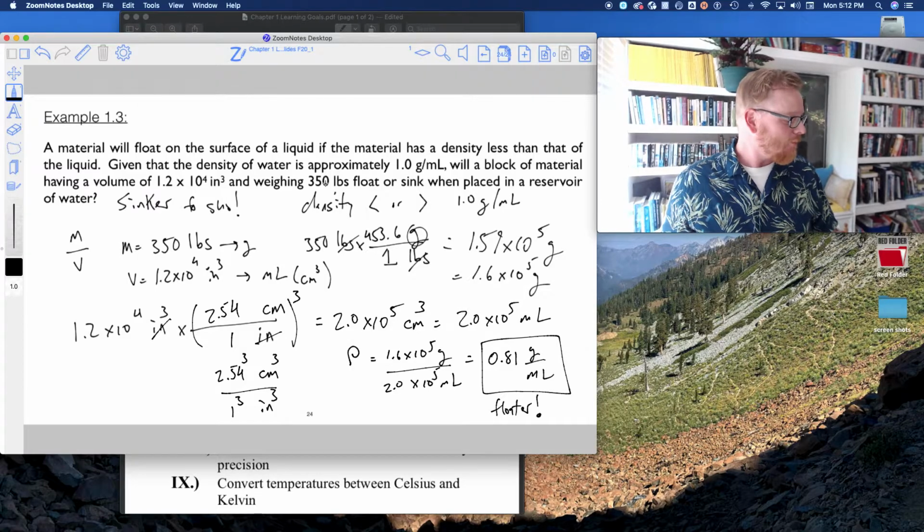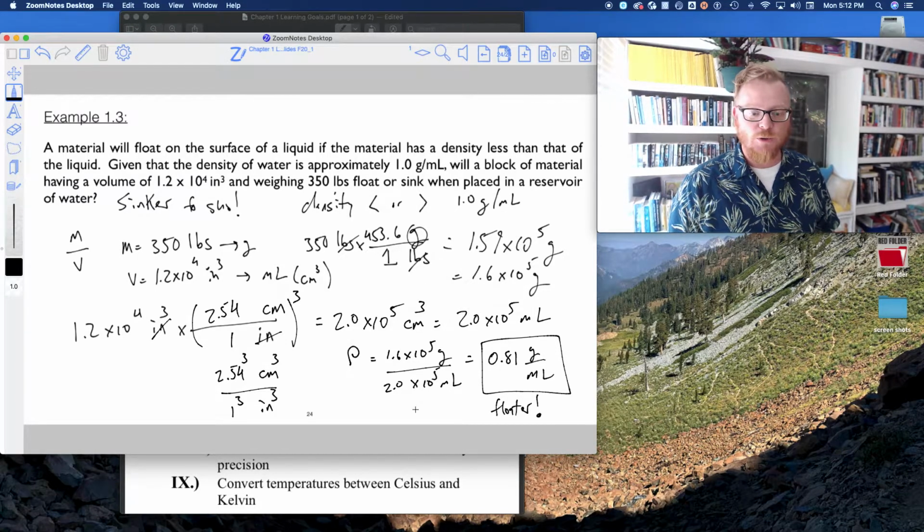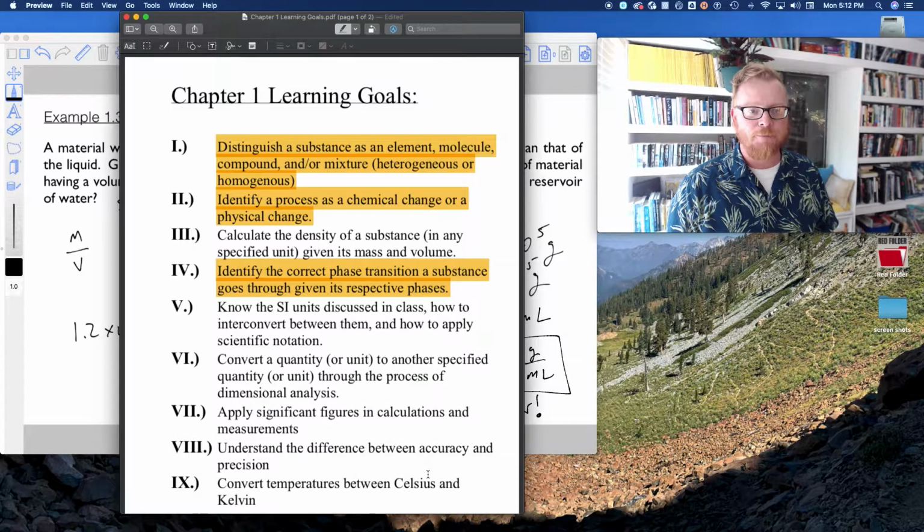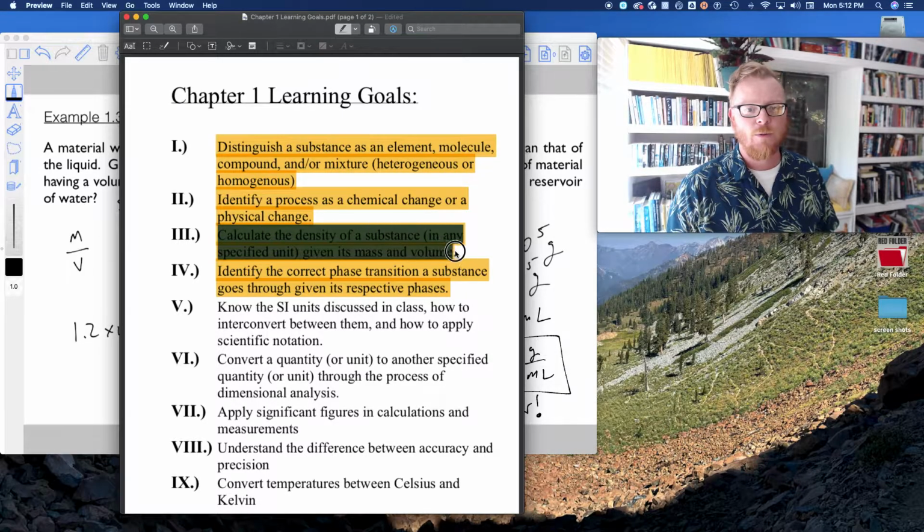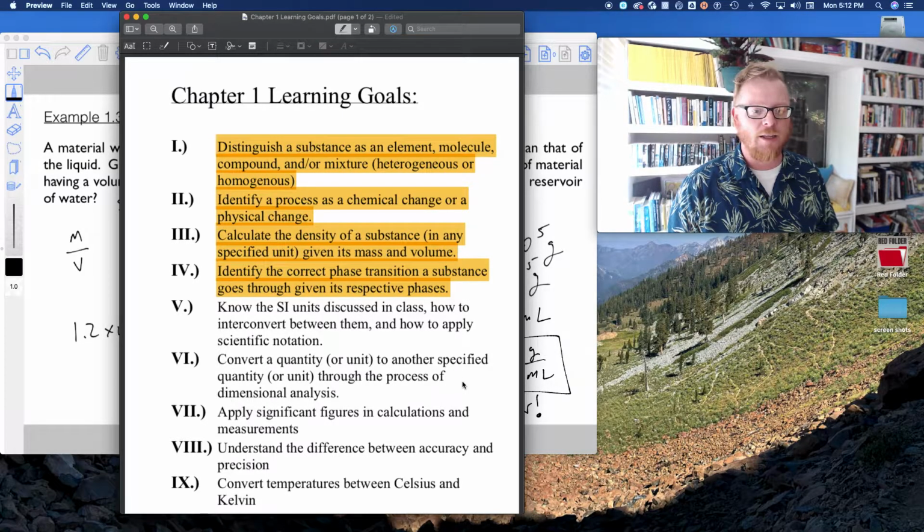Okay, so let's go to the learning goals, because that, for me, kills it for the slides. Hey, how about that? Calculate the density of a substance in any unit, given its mass and volume. We literally just did that, so I'll highlight that. That's awesome. Know the SI units discussed in class, how to enter and convert them, and how to apply scientific notation. We talked about that. Make sure that you feel good about that.